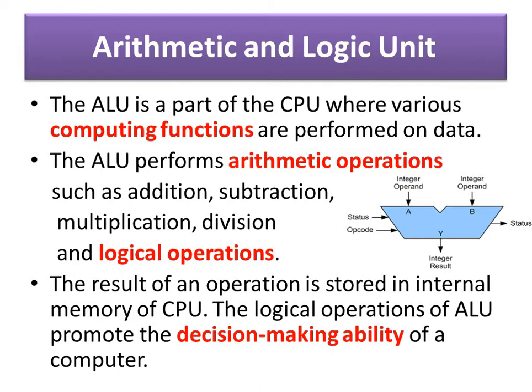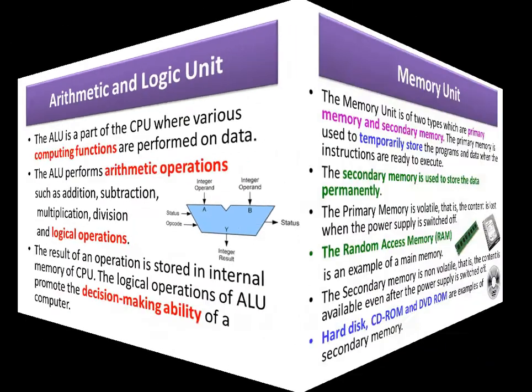The logical operations of the ALU promote the decision-making ability of the computer. The logical operations are, like I told you, AND, OR, NOT, that will help in the decision-making ability of the computer. It will decide in which direction the flow of control should move. All those things are dependent on the logical operations of the CPU, the capacity of the logical operations of the CPU. Now we will learn about the memory unit of the computer.